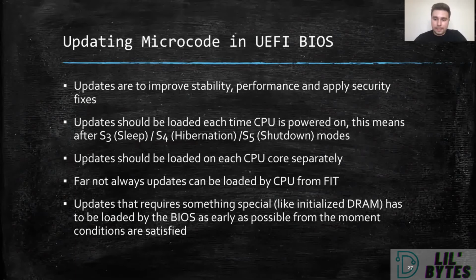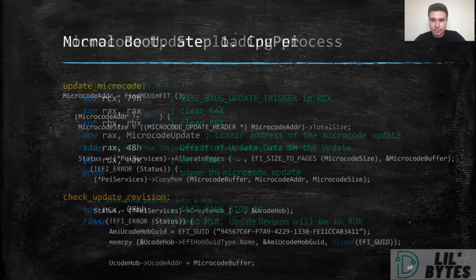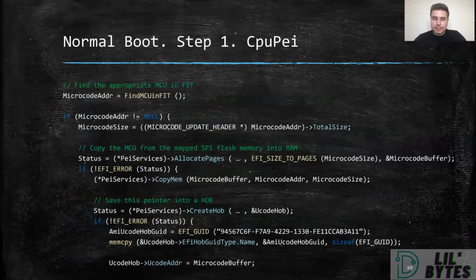Another very important note is that updates should be loaded onto each core separately. The legacy microcode update loader looks like this. It uses some MSRs, machine-specific registers, to update an input microcode. To check the CPU update version, another MSR can be used. Besides the above, what does the BIOS do to load the microcode update?